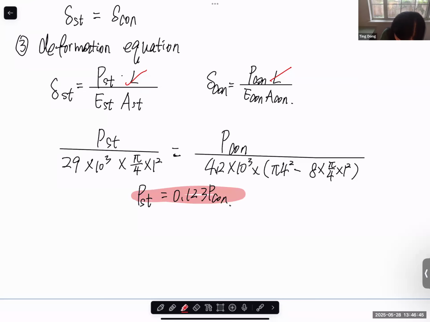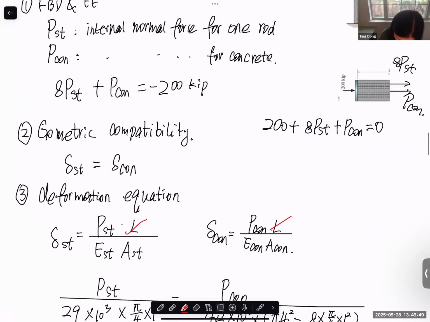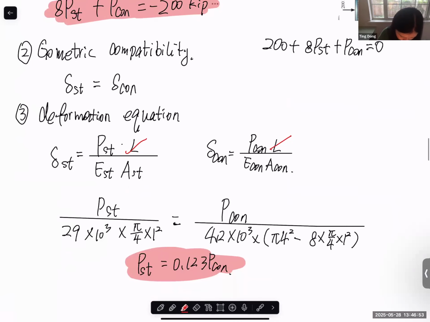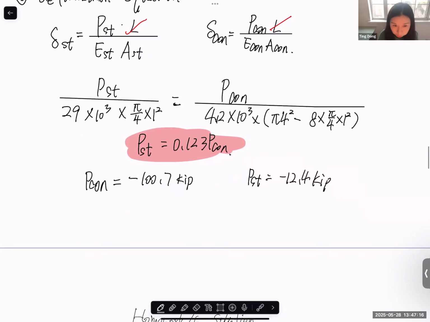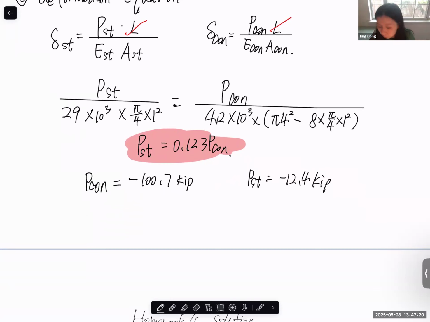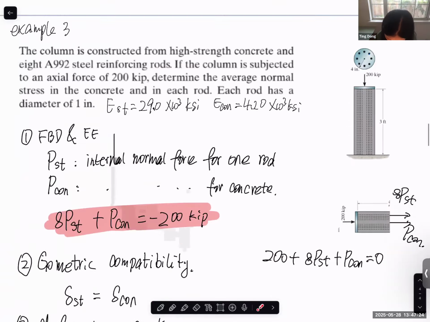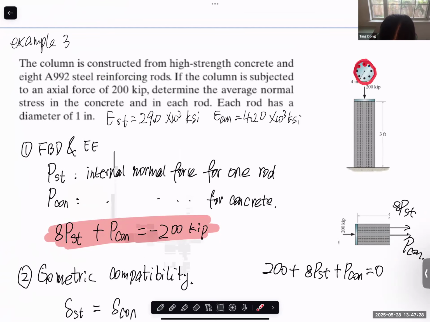We combine this equation with the equation from statics. We can solve for the steel and the concrete internal normal force. Concrete equals -7, and steel equals negative, which makes sense because both of them should be in compression. That's why we get negative values. The area of concrete is the area of the entire circle minus the 8 steel rods. Makes sense or not? The entire circle has radius 4.